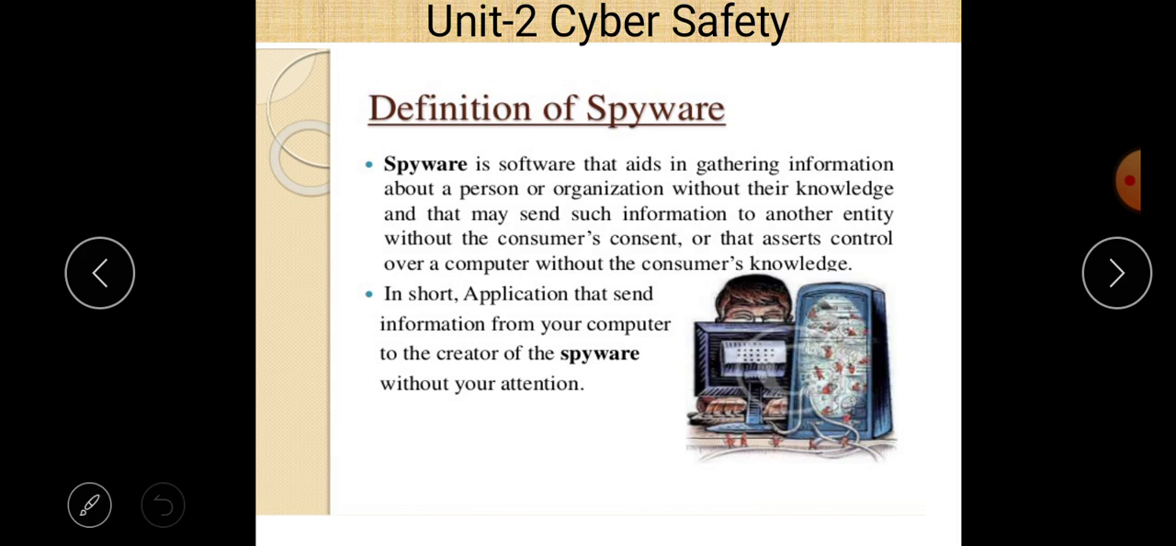So that is the difference between spyware and adware, and spyware and the Trojan horse. They just collect the data regarding a person or an organization and send such information to another entity without the consumer's consent. That is the most important thing: without the consumer's consent, or asserting control over a computer without the consumer's knowledge. In short, we can say that an application that sends information from your computer to the creator of the spyware without your attention is called spyware. That is the simplest definition of spyware. So spyware is an application, computer program or software that sends information from your computer to the creator of the spyware without your attention.